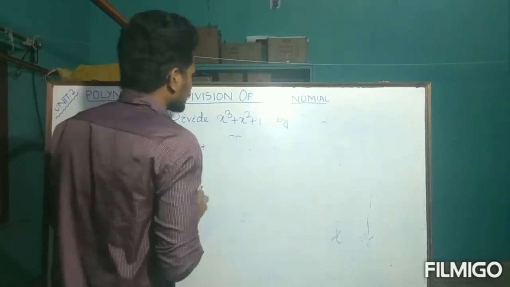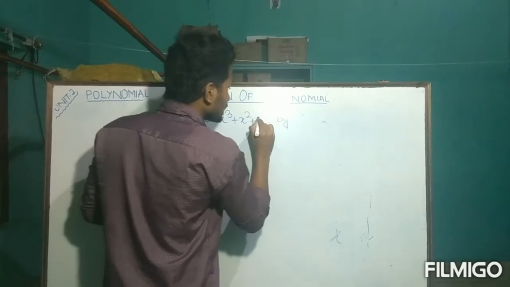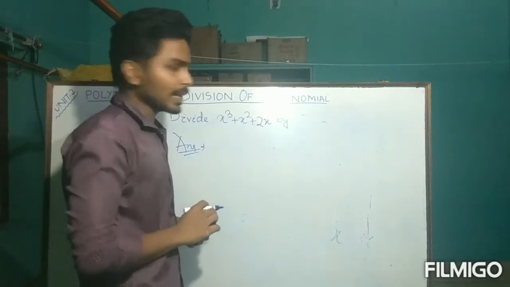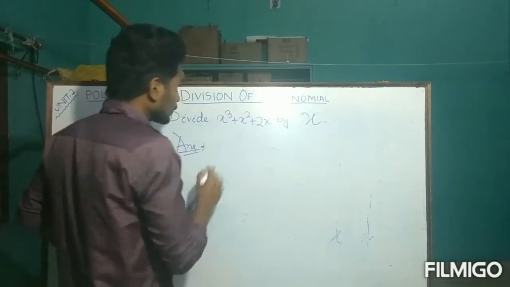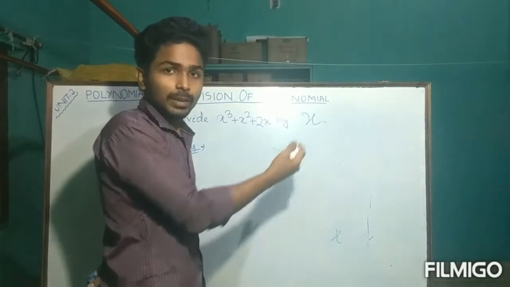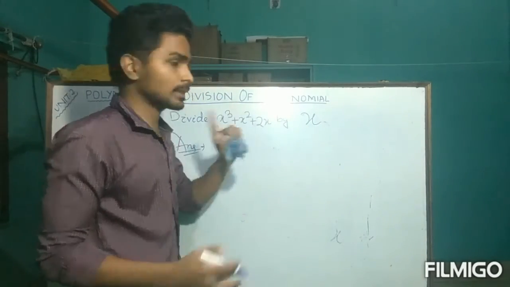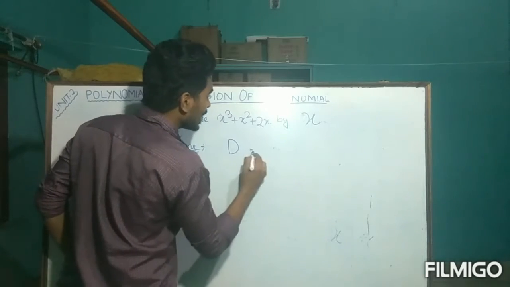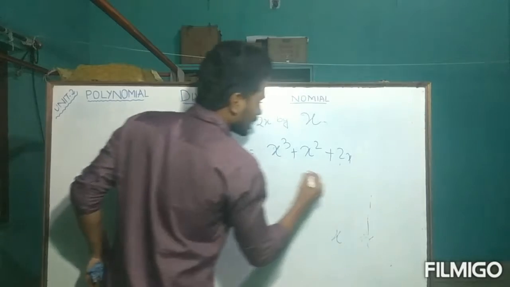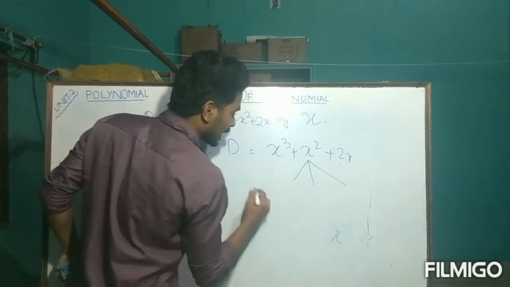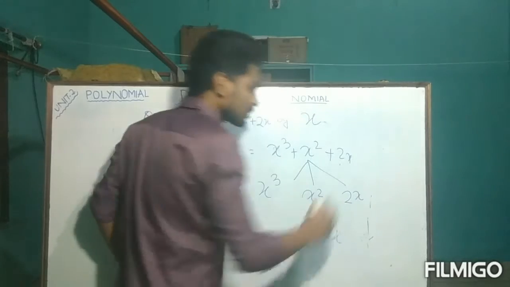Suppose we have x cube plus x square plus 2x by x. Clear? So without using the long division method, we have to verify whether x is a common factor of this or not. Now here the dividend is x cube plus x square plus 2x. It contains 3 terms: x cube, x square and 2x.